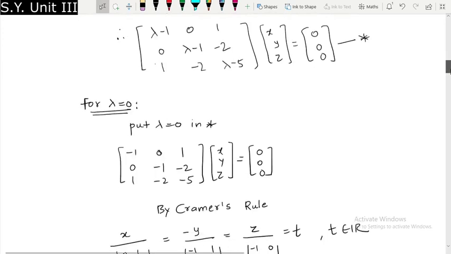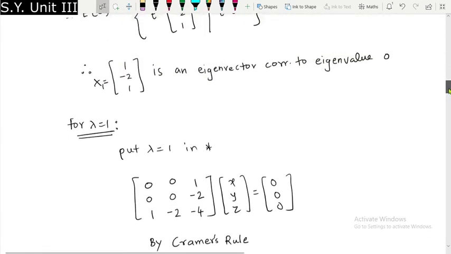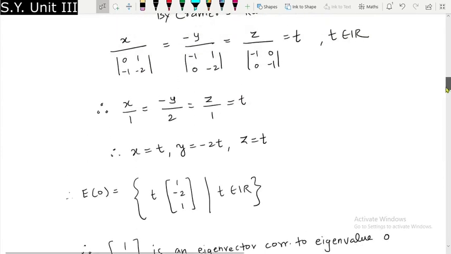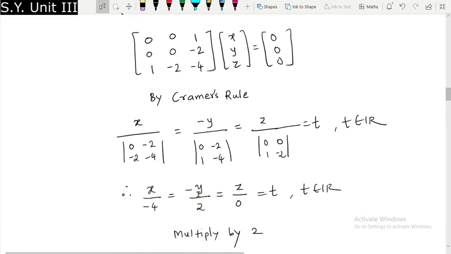First of all, I went for lambda equal to 0 and I got this eigenvector, that is 1, minus 2, 1. Then thereafter I went for lambda equal to 1 and I got the eigenvector. Now just note one thing, for lambda equal to 1 I came across one interesting thing while using Cramer's rule. We cannot use the first row and second row for Cramer's rule in this case, because both the rows are linearly dependent, because if you multiply the first row by minus 2 you will get the second row.